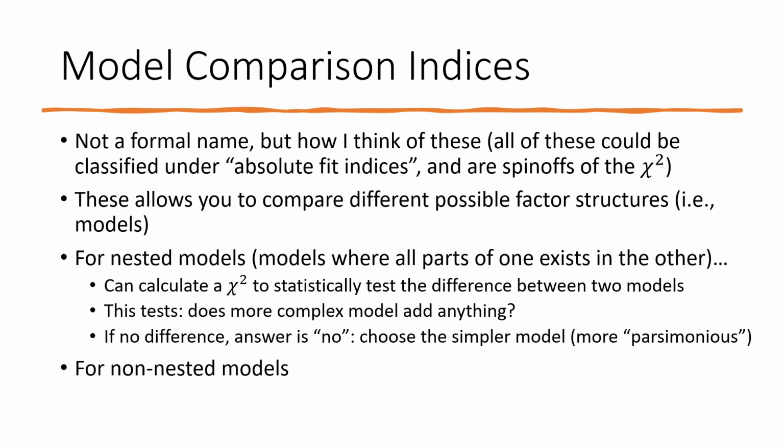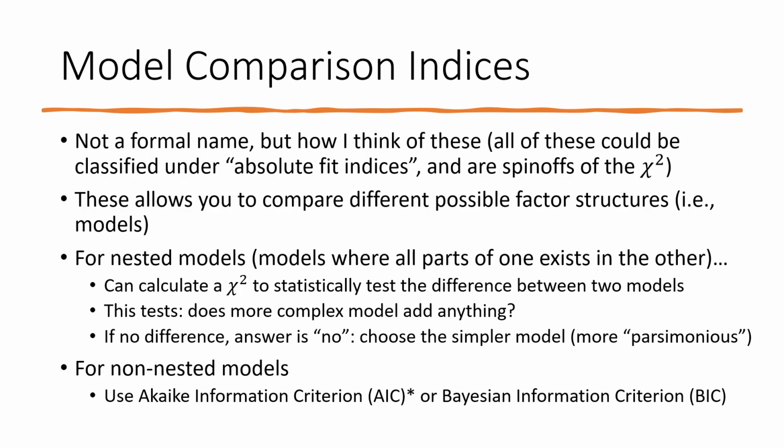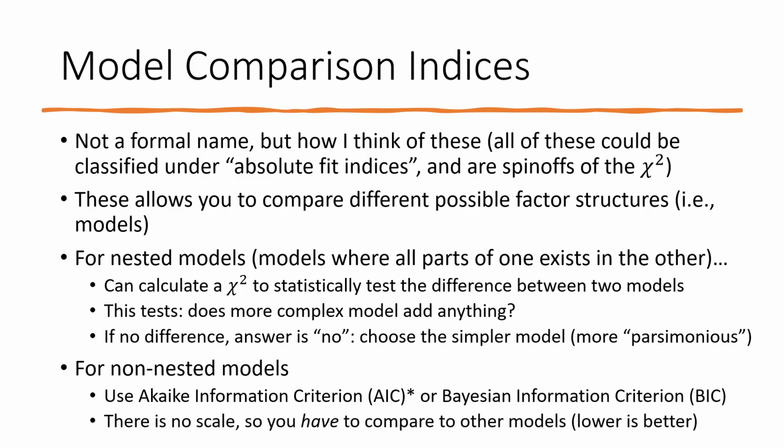Now, if you don't have nested models or you just don't want to think about if the models are nested or not, you can use the AIC or BIC, standing for Akaike Information Criterion or the Bayesian Information Criterion. And I'm sure I messed up the Akaike Information Criterion. I never know how to enunciate that, so that's completely my bad, sorry. Anyway, for both of these, it's important to realize there is no scale. So the only way that you can use these is to compare them to other models.